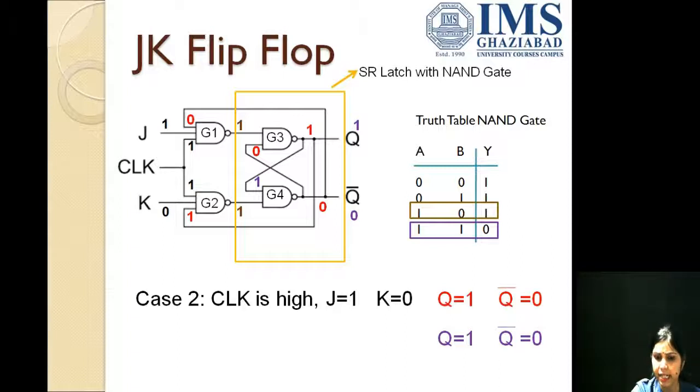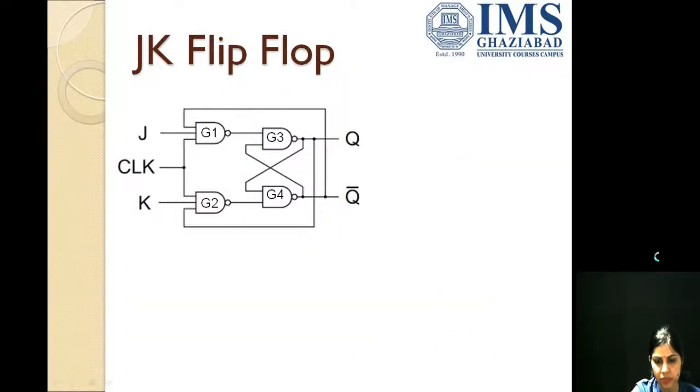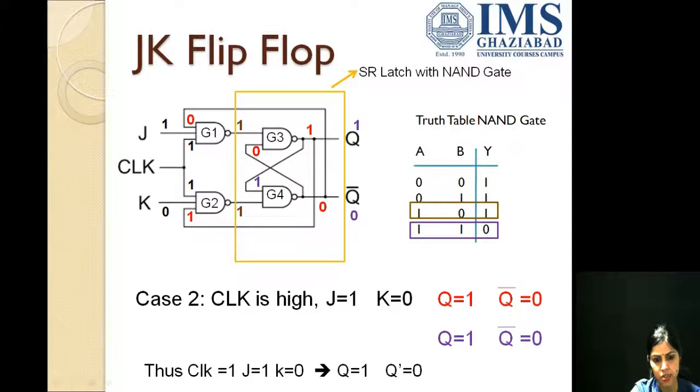Thus in both the cases, whether Q was 1 or Q was 0, the current output is Q equals 1 and Q bar equals 0. That is a set state. So when clock is high, J is 1, K is 0, Q is equal to 1 and Q bar is equal to 0. This is the final output, the current output.